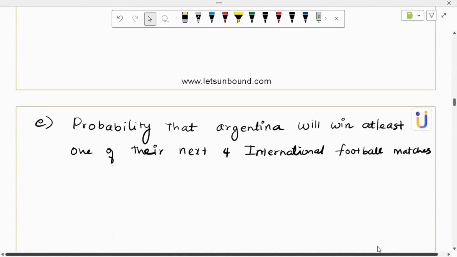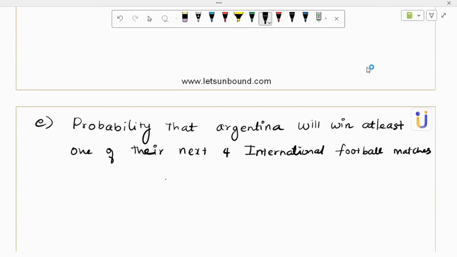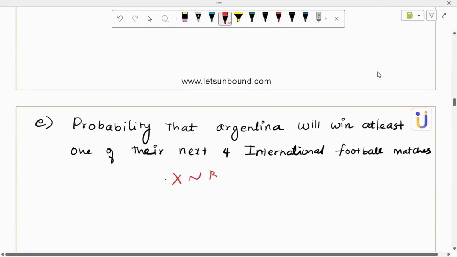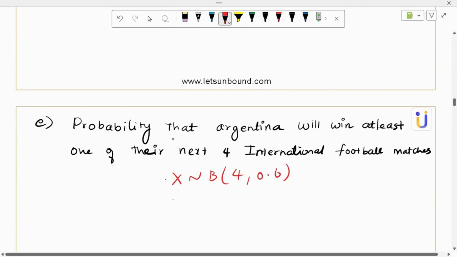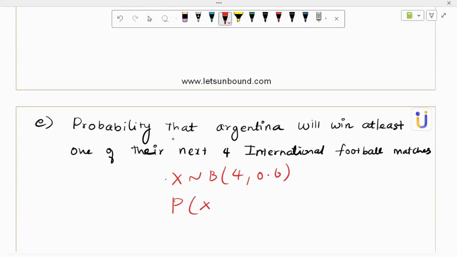Moving to the next part. Using Peter's binomial model, find the probability that Argentina will win at least one of their next 4 international football matches. So we know his model, that is X is distributed binomially with 4 trials and probability 0.6. And we want the probability that they win at least one of their next matches. At least means 1 or 2 or 3, 1 or more. So X greater than or equal to 1.